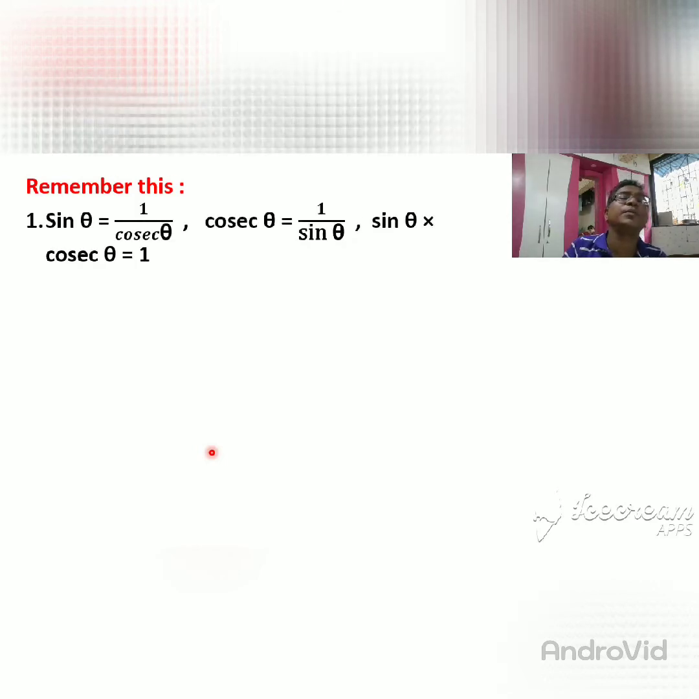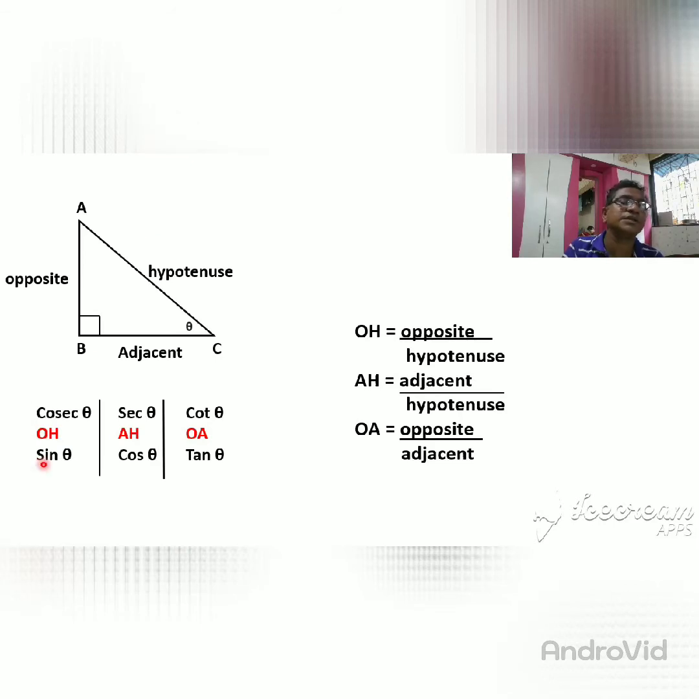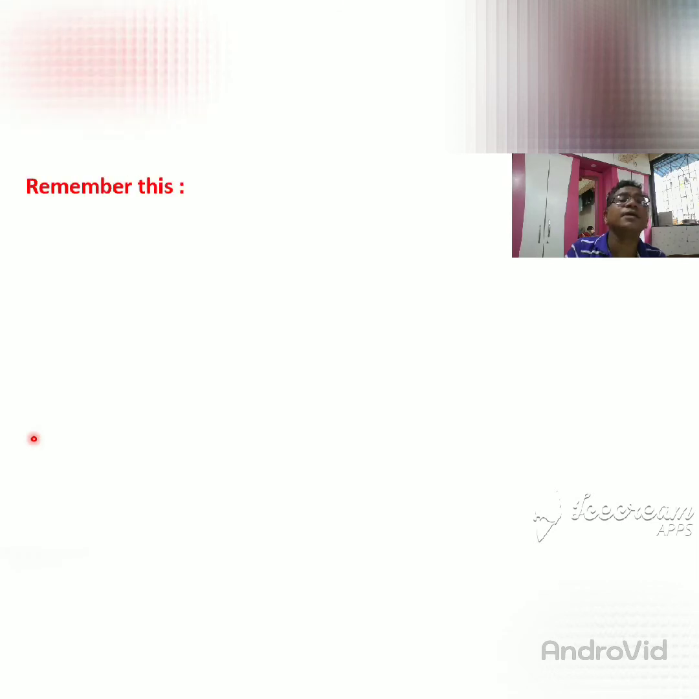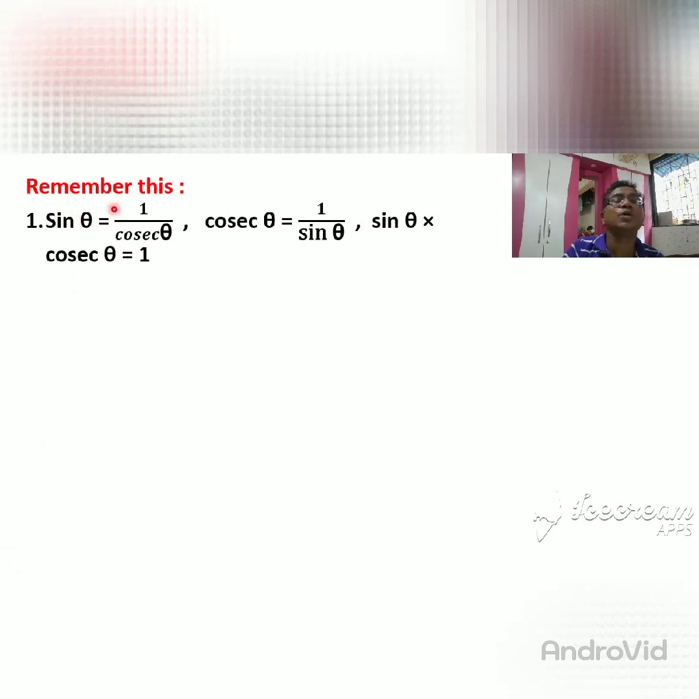Then another thing you want to remember: sin theta is equal to 1 upon cosec theta. Why? Because sin theta is equal to opposite divided by hypotenuse, and cosec theta is equal to what? Hypotenuse divided by opposite. So it is the total reciprocal of this. So here it is written that sin theta is equal to 1 upon cosec theta. Then cosec theta is equal to 1 upon sin theta. Then sin theta into cosec theta is equal to 1. That you must remember.